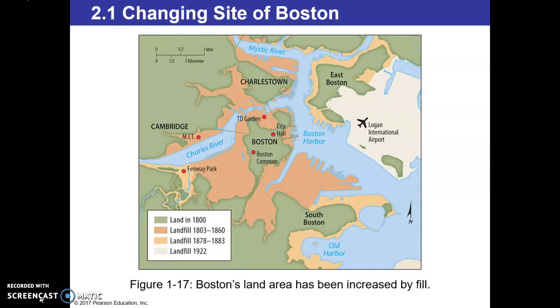If you take a look at the key, you can find the dates in which this landfill was made to expand Boston. A major 20th century landfill project created Logan Airport. Several landfill projects continue into the 21st century. Some examples of the major cities that used landfill to expand their land are New York and Tokyo.